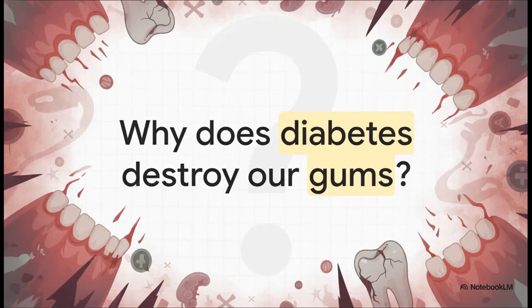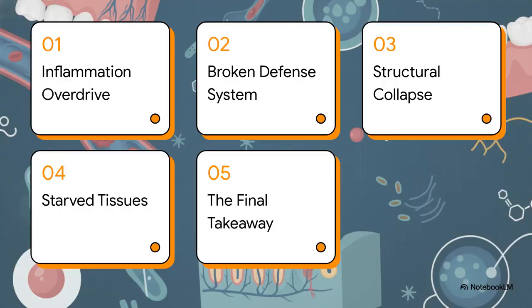Right, let's just dive right in with the most critical question. Why exactly does diabetes turn the mouth into an absolute battleground and dismantle our gums? We aren't just talking about a slightly increased risk for a minor toothache here. We are looking at severe, highly accelerated tissue destruction that is driven entirely by systemic forces. To map out these biological systems under attack, we'll be looking at the inflammation overdrive, a broken defense system, structural collapse, starved tissues, and then we'll wrap up with a final takeaway.